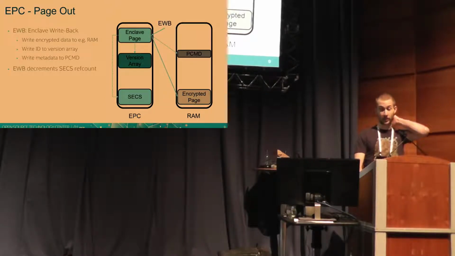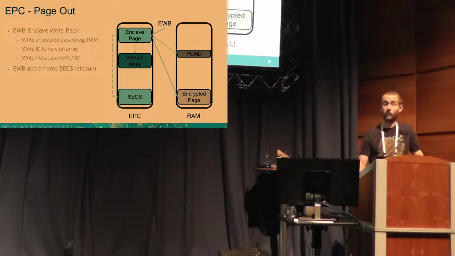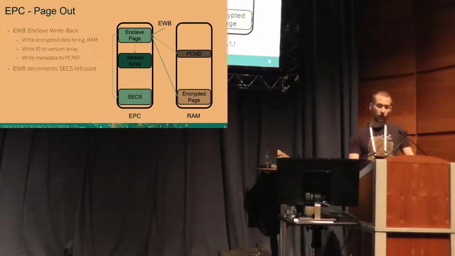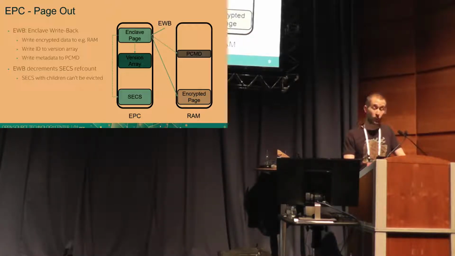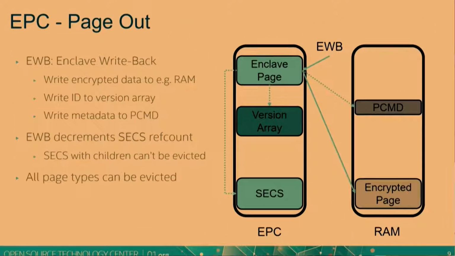The other aspect of page out, and this is a pain point for virtualization, is the SECS, the secure enclave control structure. It's the kind of parent page for all the pages in an enclave. When you create an enclave, the first thing you do is give it this SECS. This holds the base, the size, and we're also ref counting here. SECS children can't be evicted. SECSs with children can't be evicted. And we'll get into later why that's a pain point.